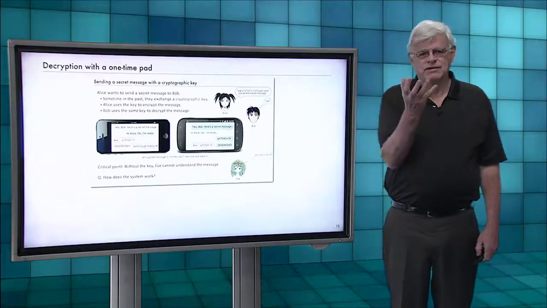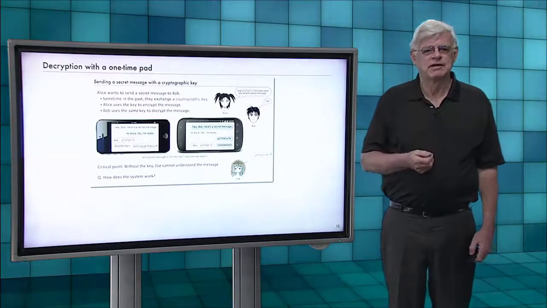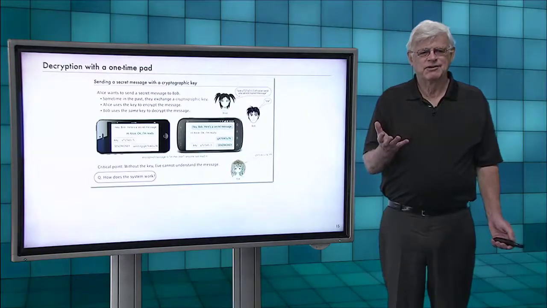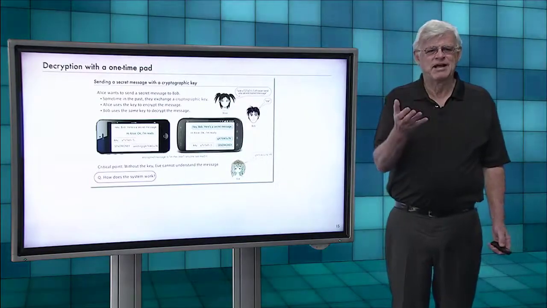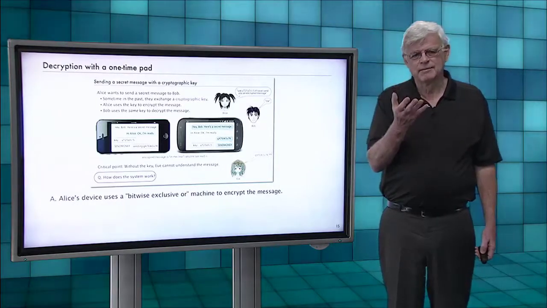Okay, so that's all fine. We have a way to send a message with a secret key, but we haven't addressed the question of how does the system actually work? How do we actually get the message back?